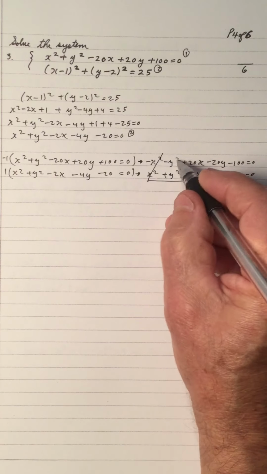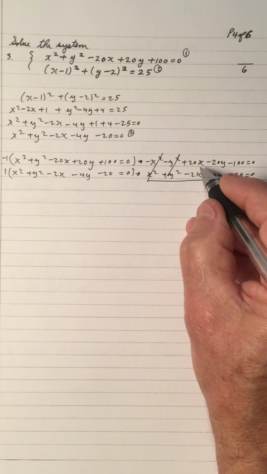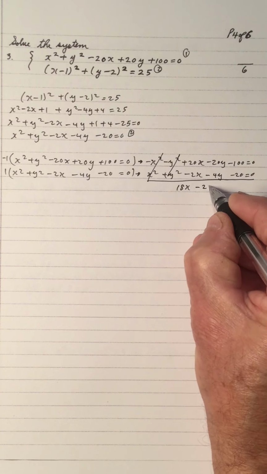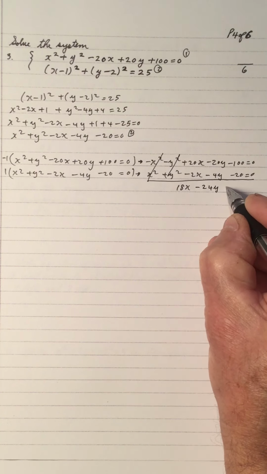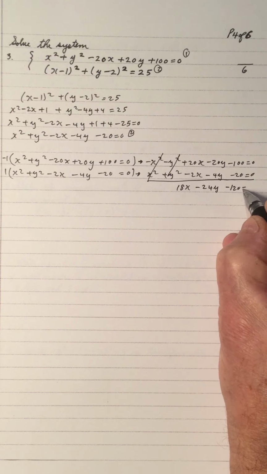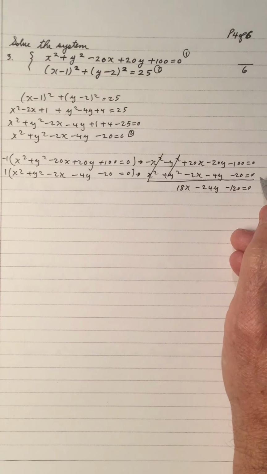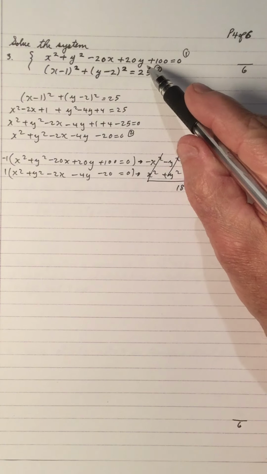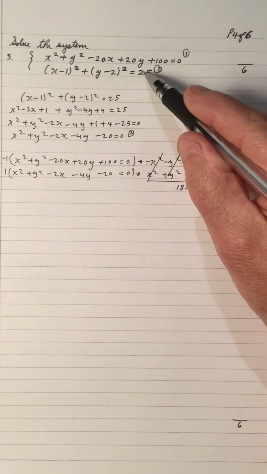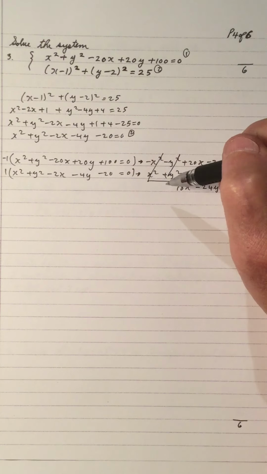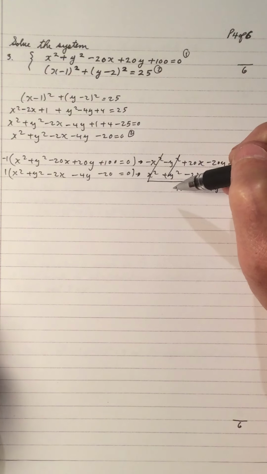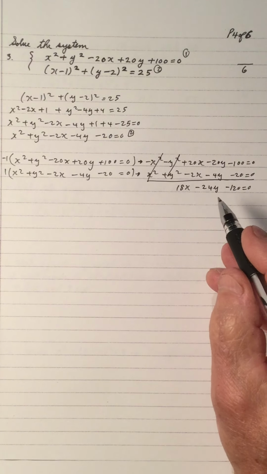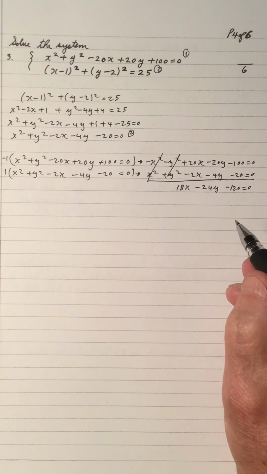And they cancel, so that gives us 18x minus 24y minus 120 equals 0. So this is the equation of a line, which is the intersection between these two circles. So these two circles are going to intersect at a line, but let's see if the line is going to be through 2 points or 1 point.